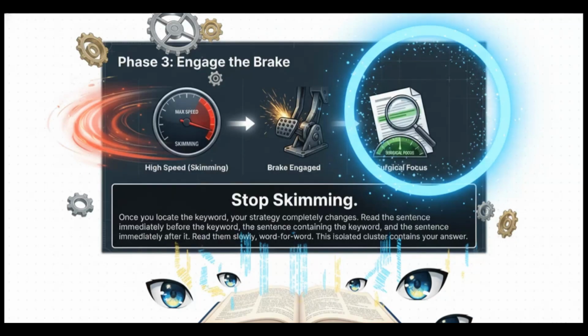Now, once you've found your landing zone, this is where the most important part of the whole mission begins. Phase 3, engage the brake. I mean it, you slam on the brakes. Your whole strategy has to shift right here. You stop skimming. Instantly, you go from 100 miles an hour to a dead stop. And then, you read the sentence with your keyword, the sentence right before it, and the one right after it. That's it. You read them slowly, word for word, because the answer is hiding right there, in that little cluster of text. This is what we call surgical focus.